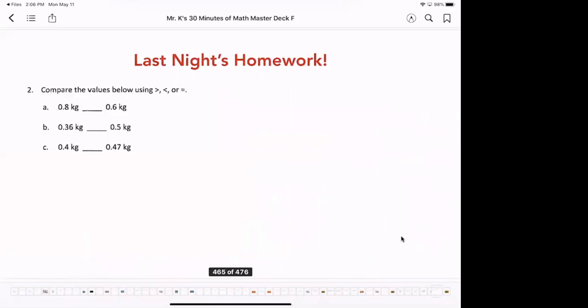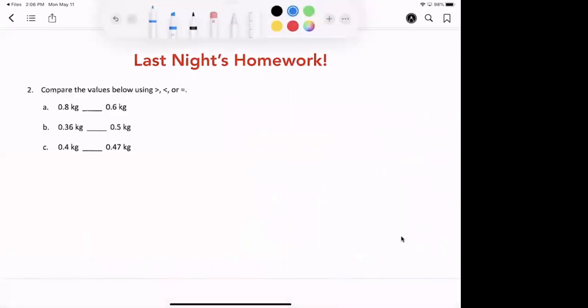Okay, here was our homework from last time. We're just comparing these. If I have a kilogram and 6 kilograms, well, 8 more. Here I have hundredths, 5 tenths, but we can just look at the tenths. I have 3 tenths there, so definitely 1.5.